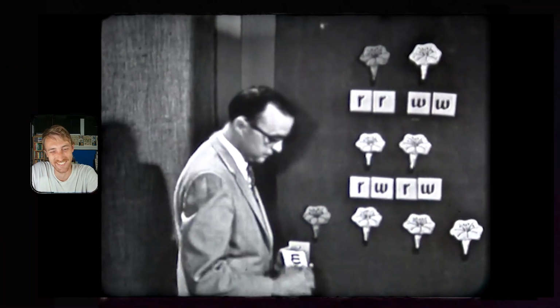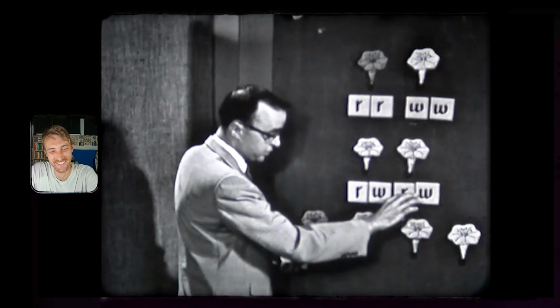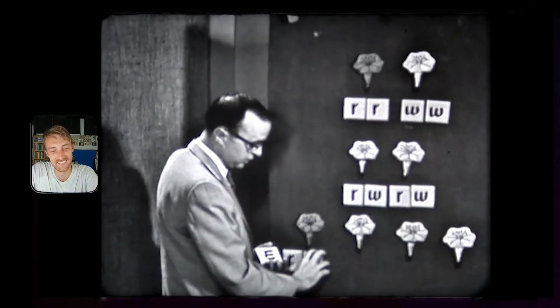Carry a red. Could combine also with the pollen, with the egg. We'd have a pure red plant.